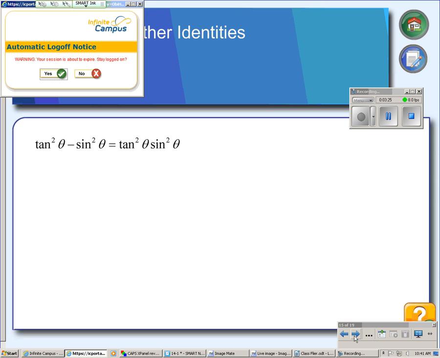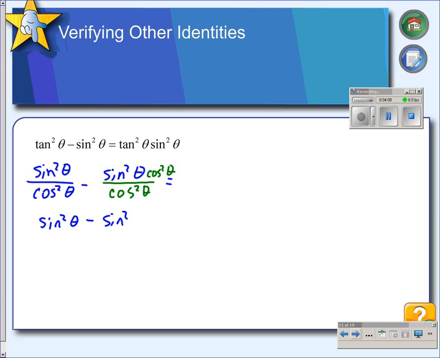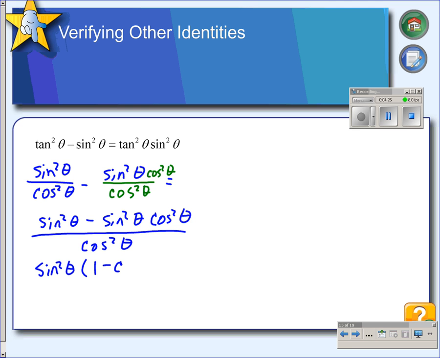We can also use identities to verify other identities, such as this one. So what we can do with this is, let's take our tangent and turn it into sine over cosine. And then let's get a common denominator, so we'll multiply this right side by cosine squared theta over cosine squared theta. So we have a common denominator. So now we have sine squared theta minus sine squared theta cosine squared theta over our common denominator. Okay, then we can factor out a sine squared theta from each of the two parts of the numerator. So that leaves us 1 minus cosine squared theta.